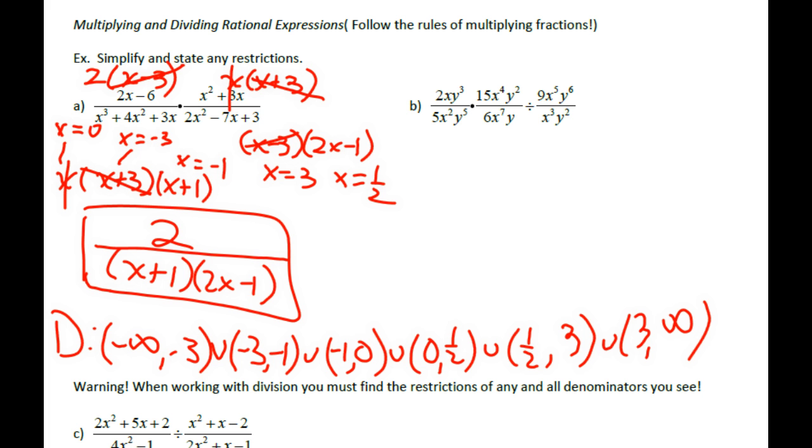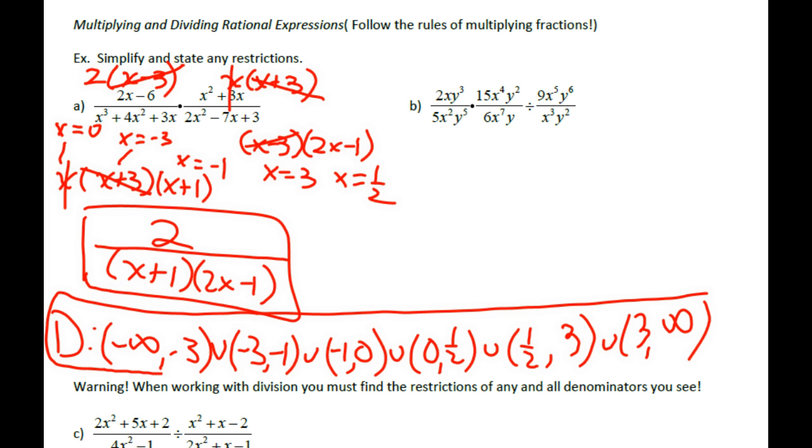All right, and that's how we do multiplication. Guys, this example B is a problem out of chapter 6. So you guys consider that on your own, and we can take a look at that in class tomorrow.